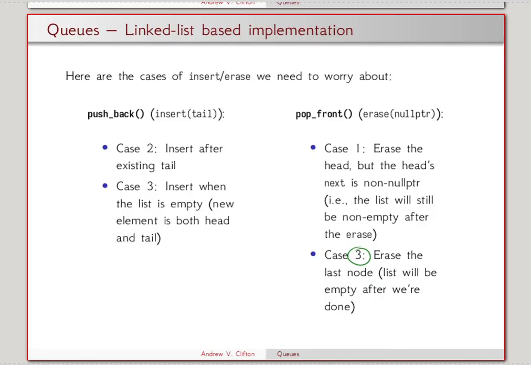And this is a special case because we have to update the tail pointer in it here. So case 3 for both of these is the special case where we need to update both the head and the tail. In the stack, we didn't have a tail pointer, so we didn't have a special case for case 3. Here we do, so we'll need to have that as a special case there.